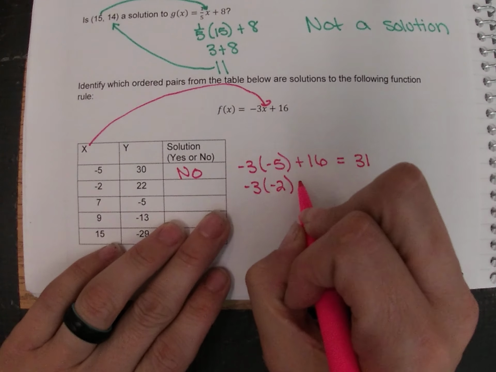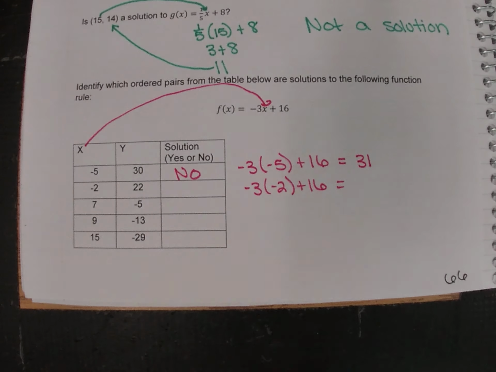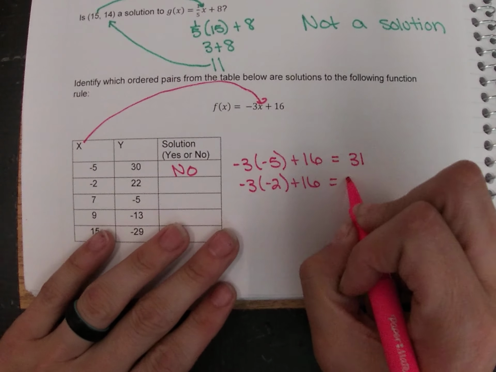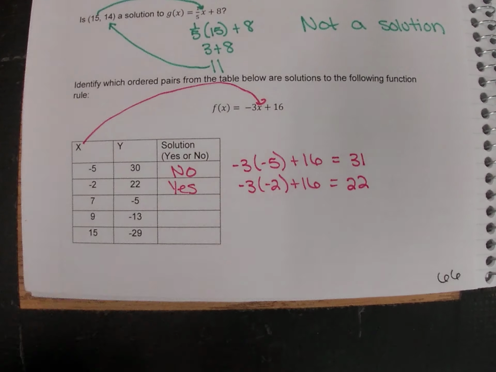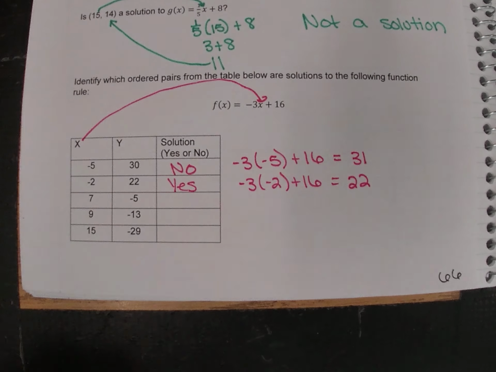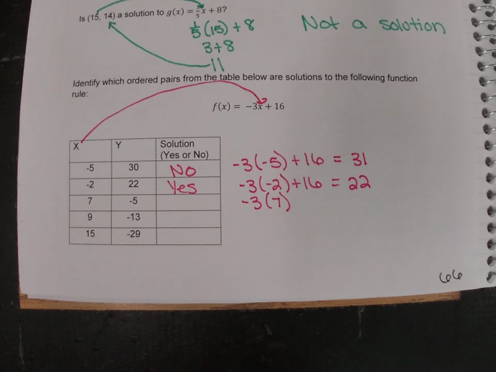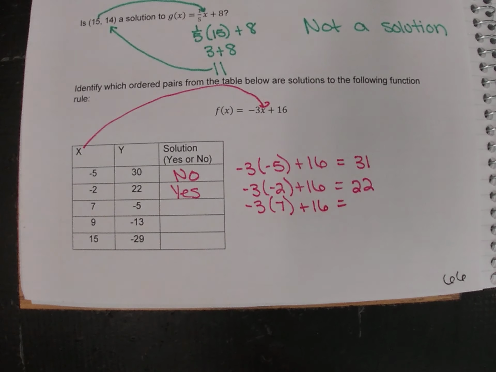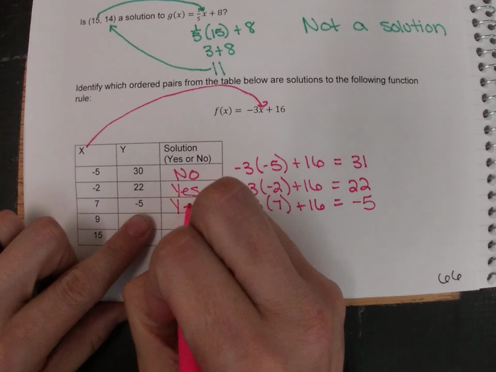-3 times -2 plus 16. Well, -3 times -2 is +6. 6 plus 16 is 22. That is what it says we should get out, so this would be a solution. Plug in 7. -3 times 7 is -21. -21 plus 16, let's see, is -5. Yep, we agree, so that's a yes.